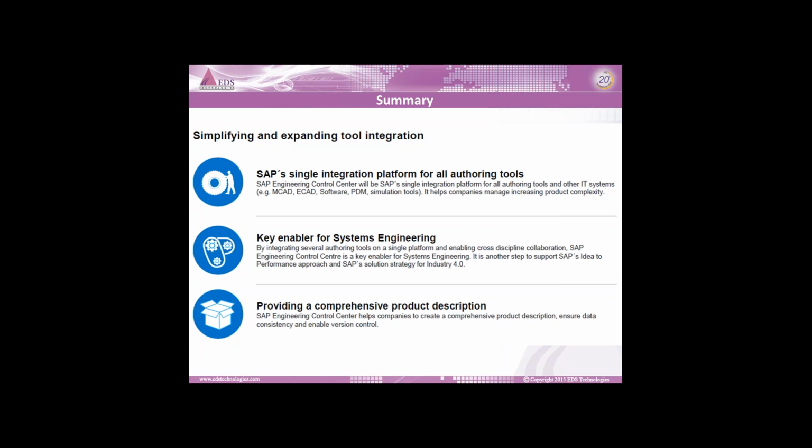SAP Engineering Control Center is one of the key enablers for systems engineering that facilitates EBOM to MBOM synchronization, with some necessary additional licenses offered by SAP, called product structure synchronization. This facilitates the EBOM to MBOM synchronization. It can also help with EBOMs coming from various other third-party PDM or PLM tools, which can be synchronized to your manufacturing bill of materials.